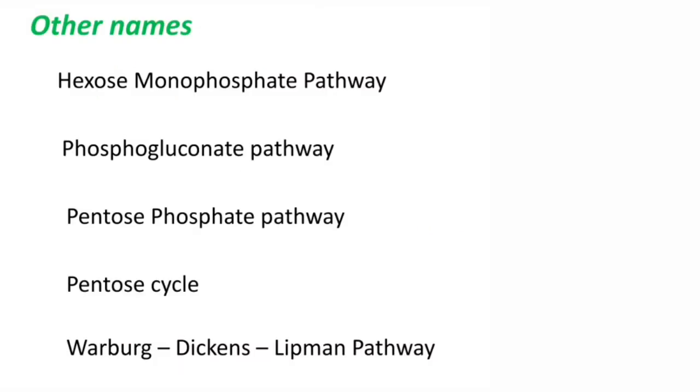Coming to other names of this pathway, Hexose Monophosphate pathway. It is because here hexose monophosphates are formed. Phosphogluconate pathway, because here phosphogluconate is formed as one of the intermediate. Pentose phosphate pathway, because pentose phosphates are formed in this pathway. It is also called as pentose cycle, Warburg-Dickens-Lipman pathway.